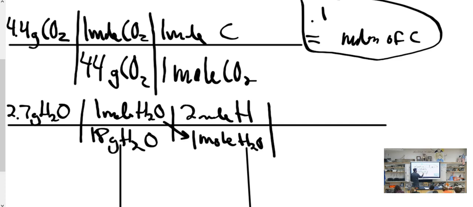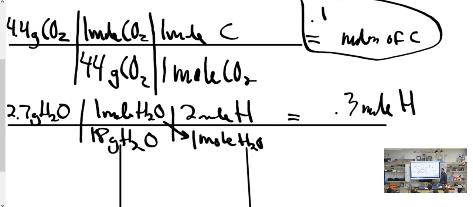Now don't put 2 mole of H2. It's 1 mole of H, and we're solid. This didn't need to exist. All right, and then I do the math here. 2.7 times 2 divided by 18 is 0.3 mole of H. What was the next step in our set of rules? Divide by the smallest answer. So it's 0.1. So I end up with this being a 3, this being a 1, right? So what is the empirical formula of this thing I'm talking about?